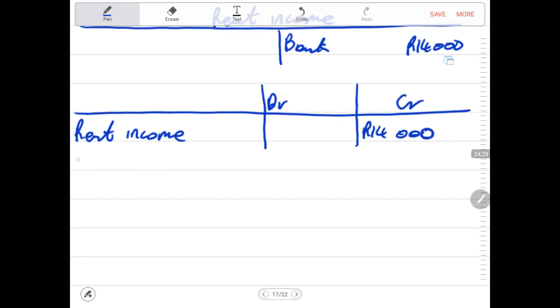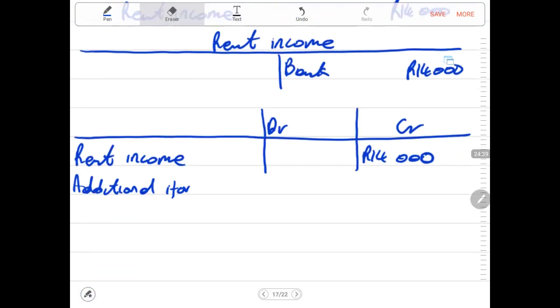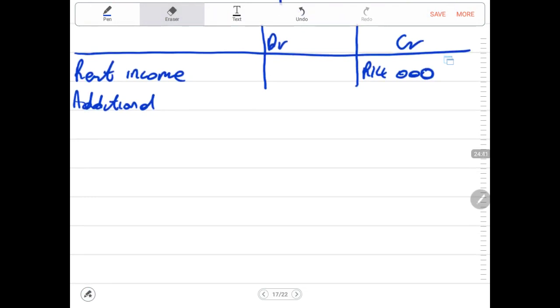Now there will be what is called additional information once again. Remember, additional information is the one that will tell you how much rent was supposed to be received. Additional information will tell us how much amount of rent was supposed to be received. Then this will say rent was received.